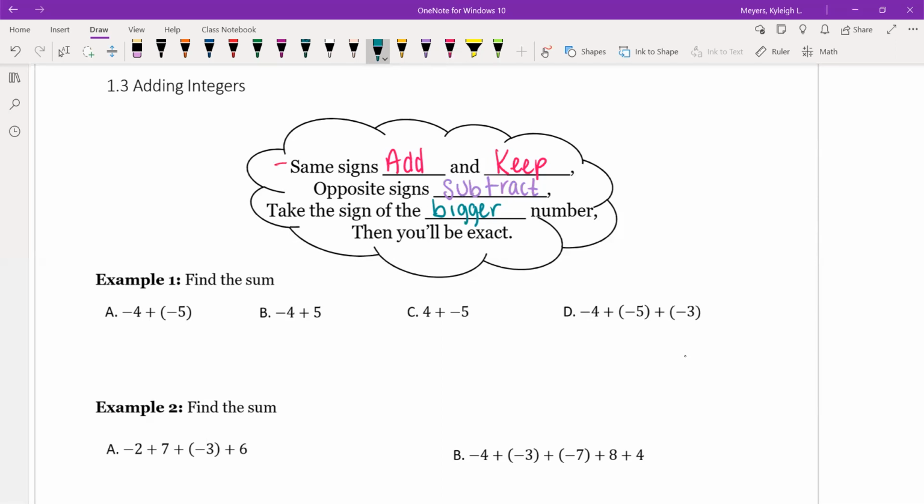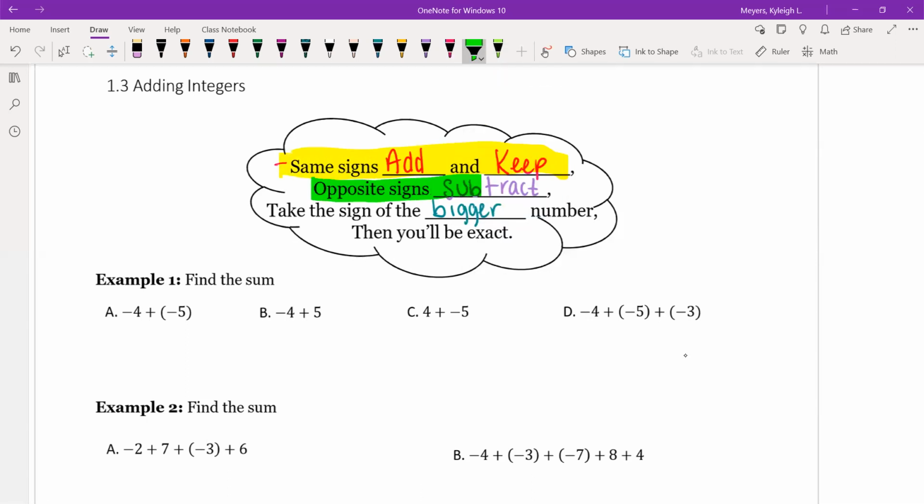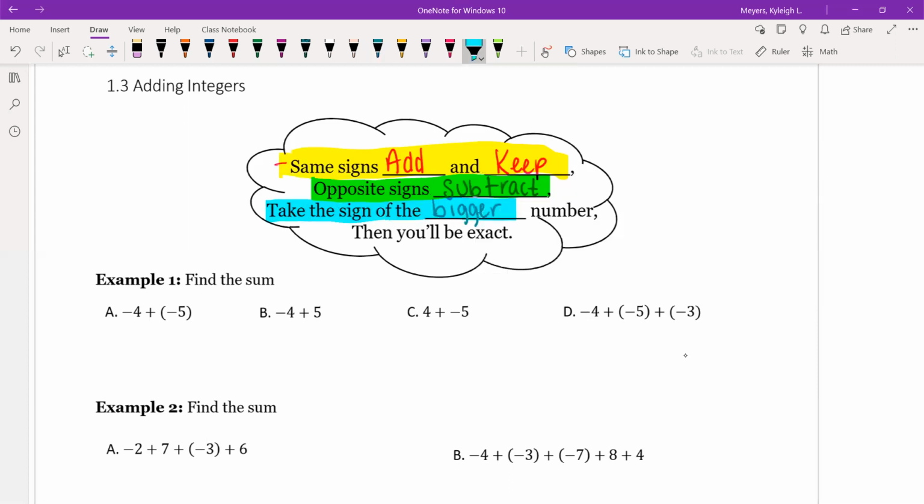Okay? So we're going to practice saying that together. I'm going to have it up on the board because it's super important. Each line is kind of something separate, so you want to know same signs, add and keep. And then opposite signs, subtract is its own important part. And then take the sign of the bigger number. So each of those is kind of pieced apart. So we have to look at our problem when we're asked to find the sum and figure out are they same signs or opposite signs, and then what to do with it.